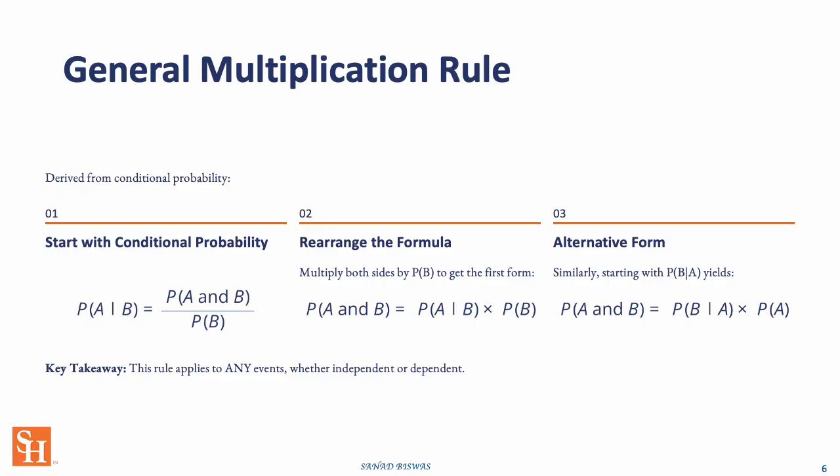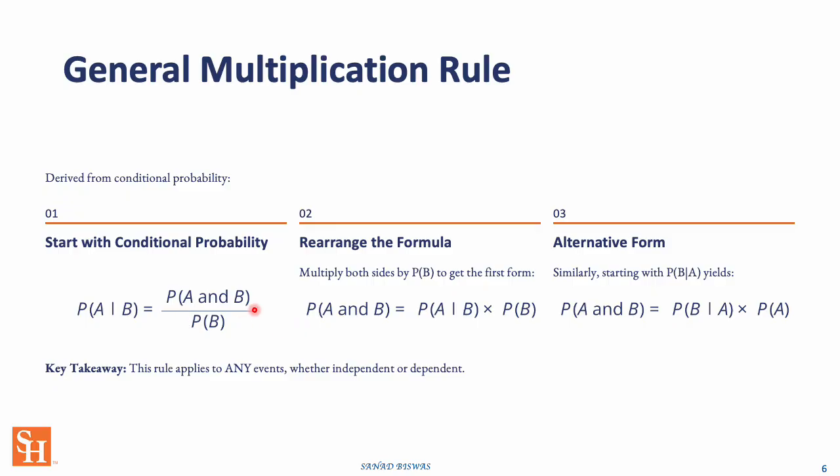Let's now discuss the general multiplication rule. The general multiplication rule is nothing but rewriting our conditional probability equation in a different way. From the conditional probability on the previous slide, we already know that the probability of A given B is the probability of A and B in the numerator, and in the denominator we have the probability of B.